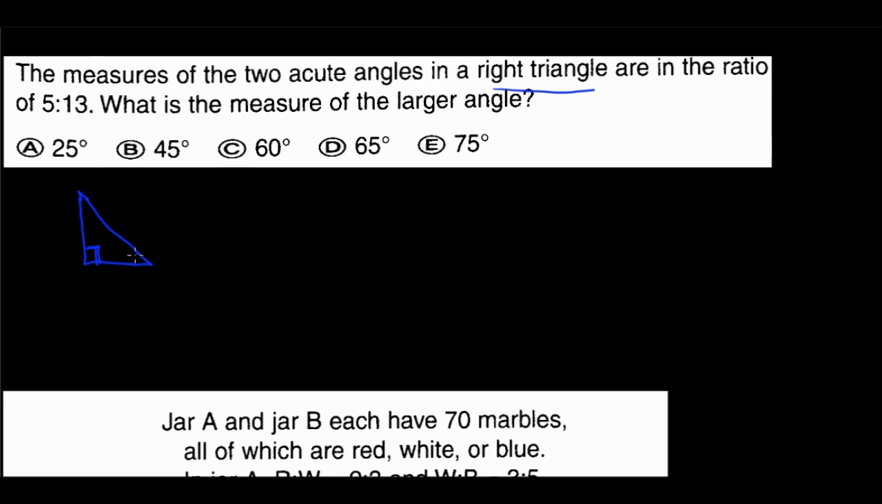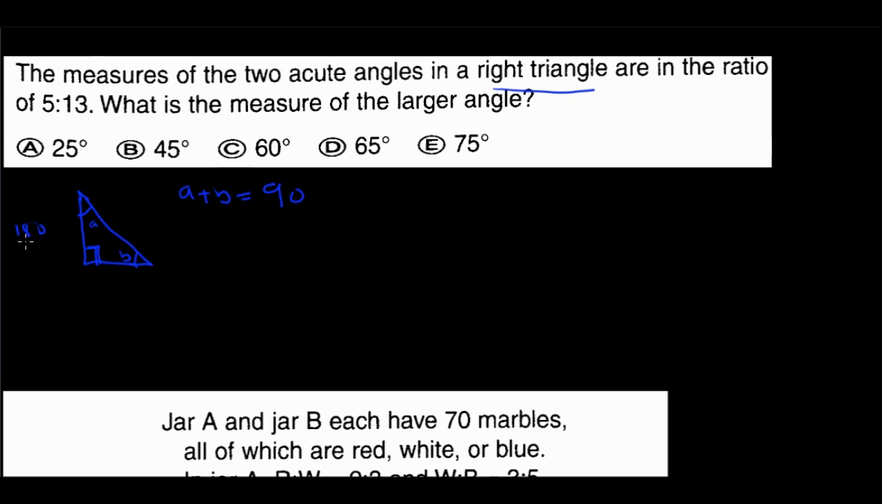Well, then you have two other angles remaining, and these two angles in a right triangle would always add up to, so let's say these angles are A and B, then A and B would always add up to 90. Okay, so the sum of all the angles in a triangle is 180.